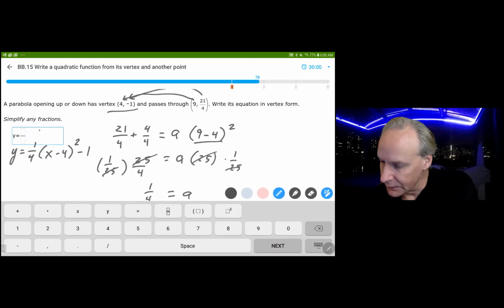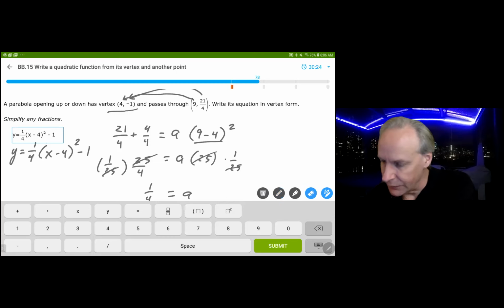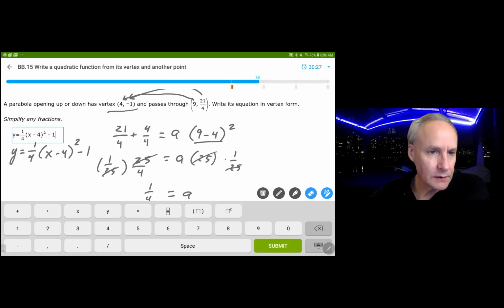Y equals 1/4. We've got an x minus 4 inside the parentheses, squared. And then we have a minus 1. Looks good. I just want to look at it without all the marks in there. Let's see. Looks okay. And if we put in the 4, we get the -1. And if we put in the 9, we do get the 21/4.